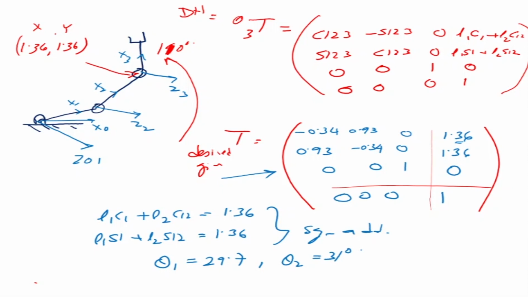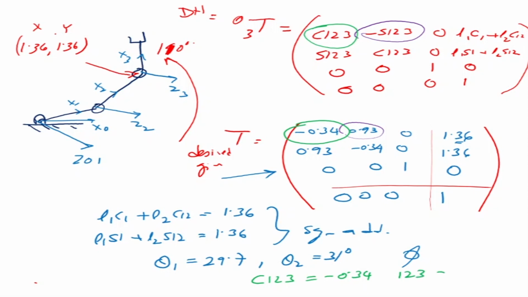Now what is phi? The total phi is given as 110. So we can take any one of these terms. Let me take this term and equate the left hand side and right hand side. So cos of (theta 1 plus theta 2 plus theta 3) is equal to minus 0.34. Therefore, theta 1 plus theta 2 plus theta 3 is equal to inverse cos of minus 0.34.